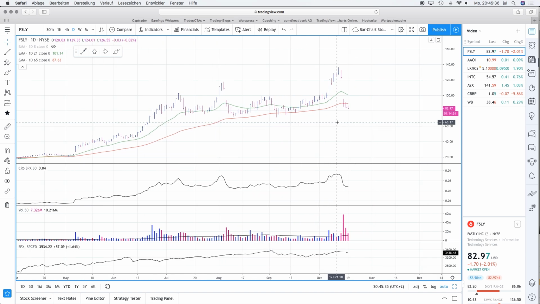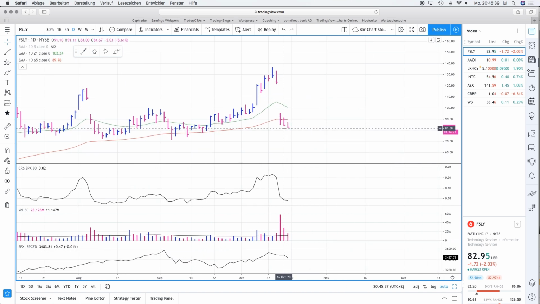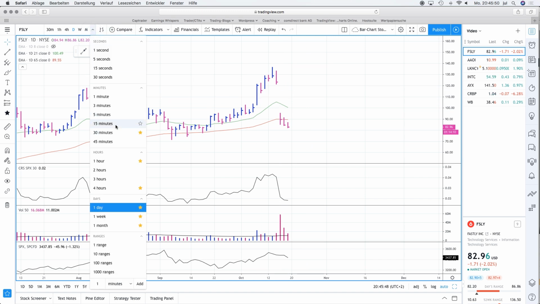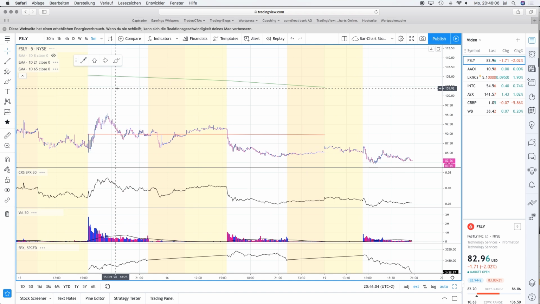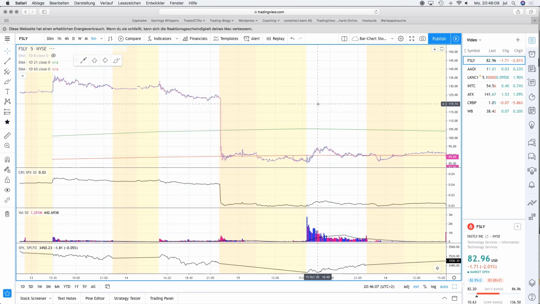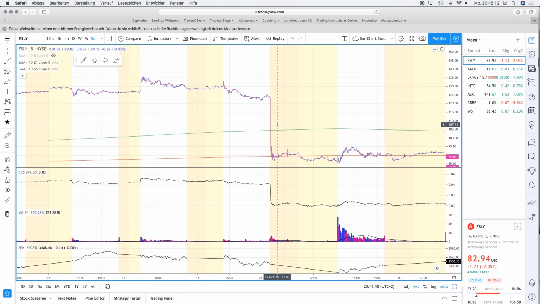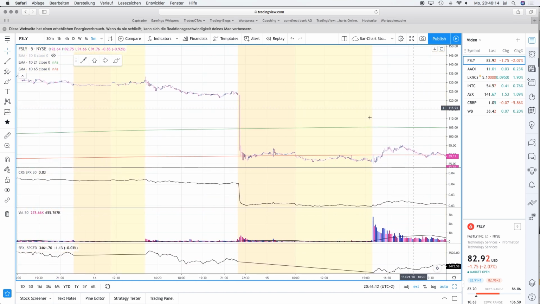And now let's look at FSLY here. So the gap down happened here on October the 15th. And what I do when I see such a gap down, I switch to the 5 or 15 minute chart. I personally prefer the 15-minute chart, but sometimes when the stock is very quick and very fast, I switch to the 5-minute charts. And now let's do that. I also included the pre-market and after hour session here. So let's look at that.